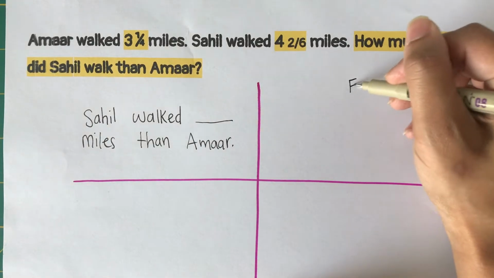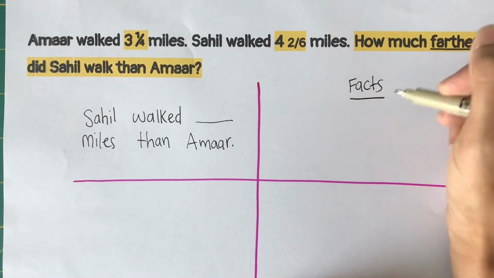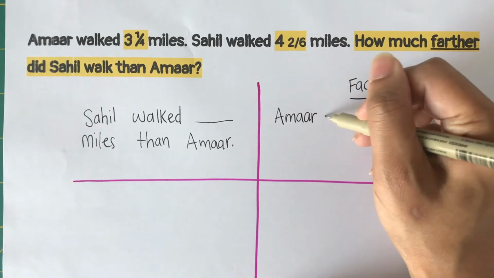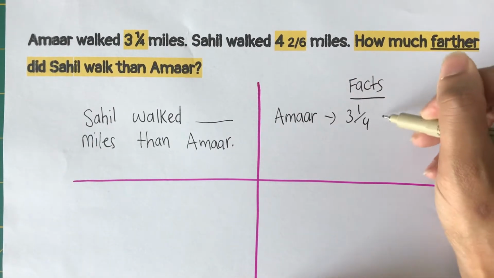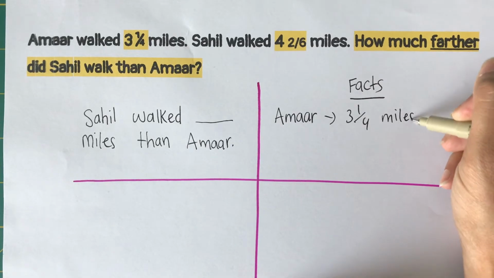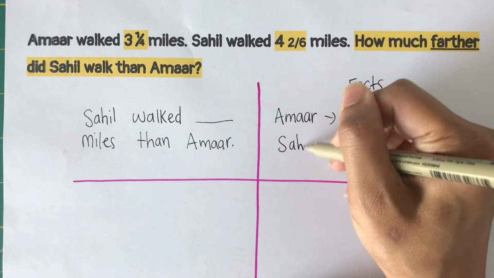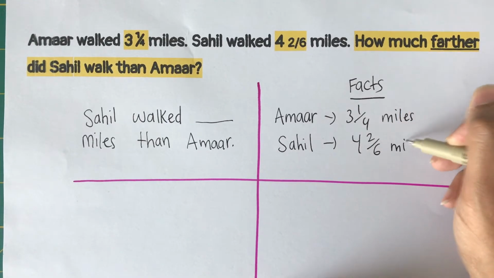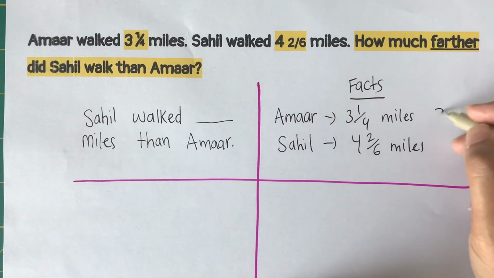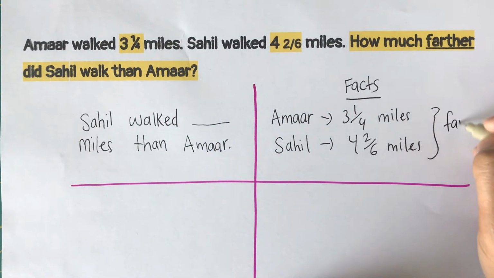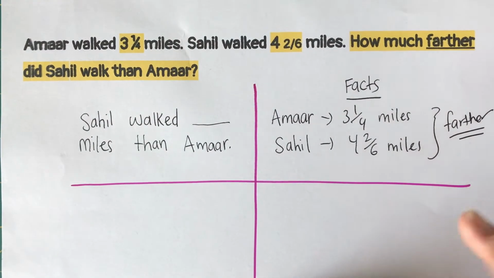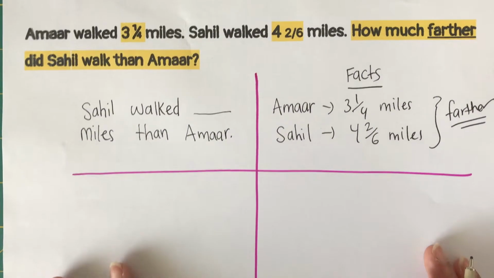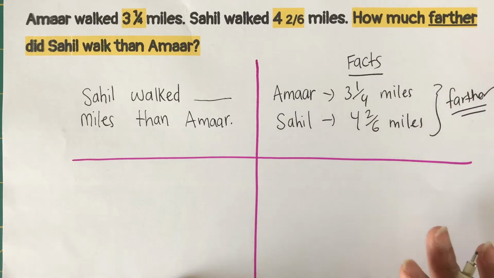Now over here we will write our facts. So we know that Amar walks for 3 1/4 miles. And then Sahil walks for 4 2/6 miles. The key word, farther. So we are not adding here. We are going to subtract. This is a subtracting question. We will subtract our fractions.